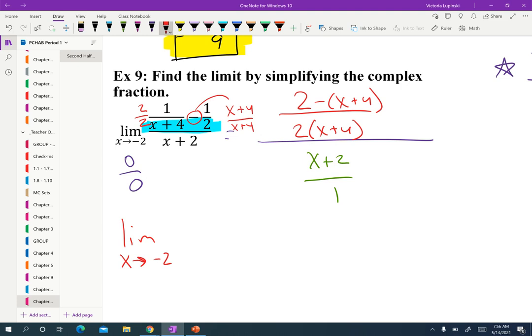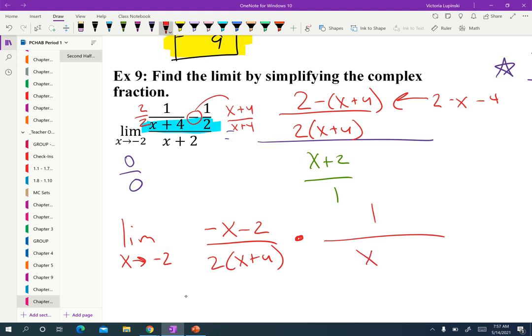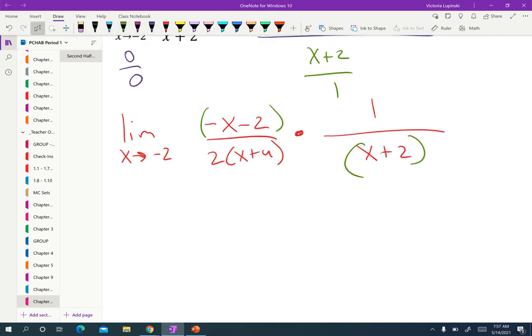So if I look at my 2 minus x plus 4, this is going to be 2 minus x minus 4. So when I go to do my keep, change, flip, if I simplify that, that is going to be negative x minus 2. So negative x minus 2 over 2 times x plus 4. That is my numerator or my keep. Change the big multiplication to a division and then go ahead and flip. Again, make sure that you remember anybody who is part of a binomial has to stay together.